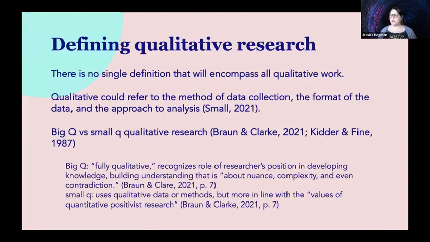In a similar vein, Virginia Braun and Victoria Clarke differentiate between what they call big Q qualitative research and small Q qualitative research, definitions they draw from feminist psychologists Louise Kidder and Michelle Fine. Big Q qualitative research refers to work that recognizes and embraces the subjective nature of research and the positionality of the researcher, and appreciates results that show nuance and even contradiction. Small Q qualitative research may use qualitative data or methods of analysis, but sees a more objective role for the researcher and may involve using larger amounts of data to develop generalizable claims about the subject under study.